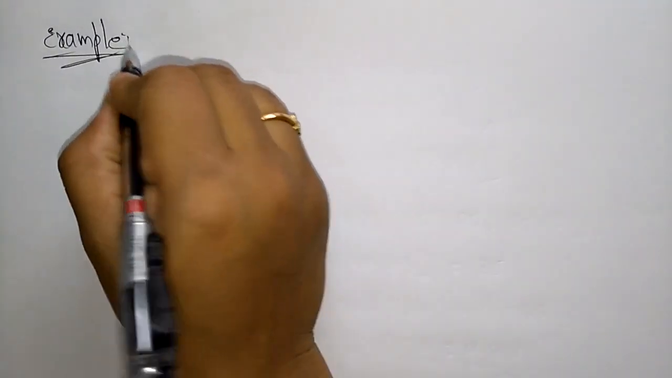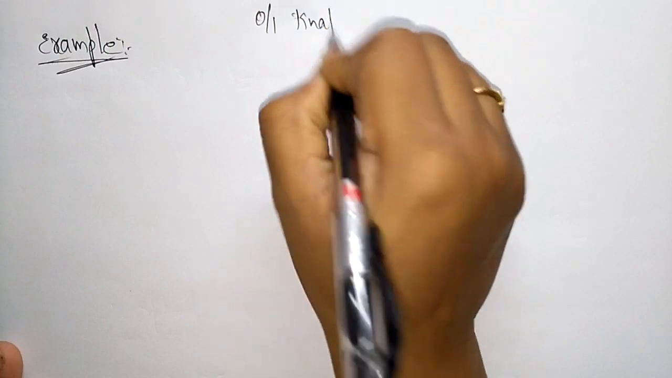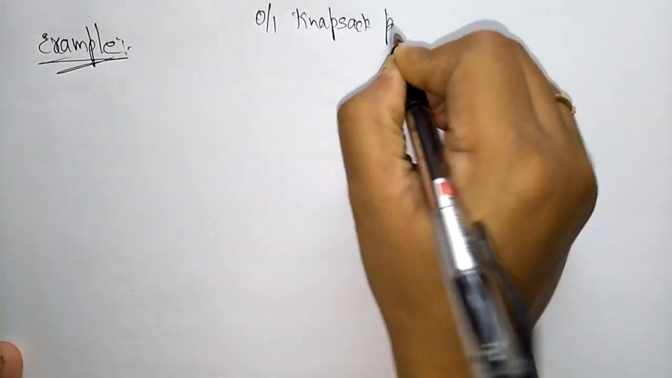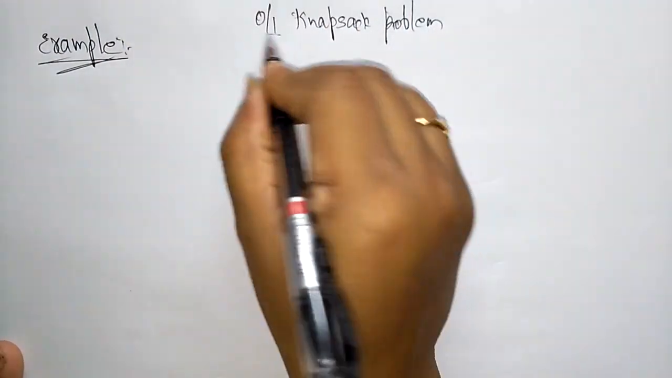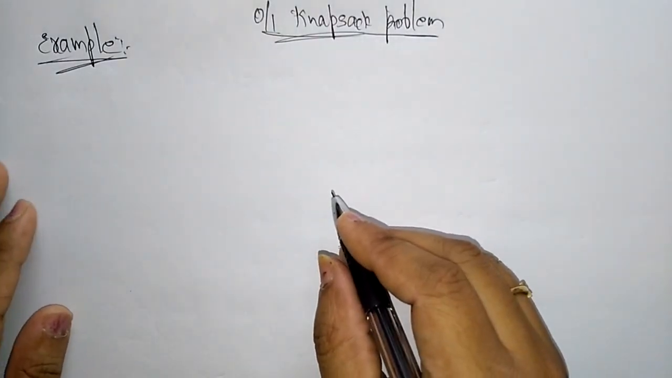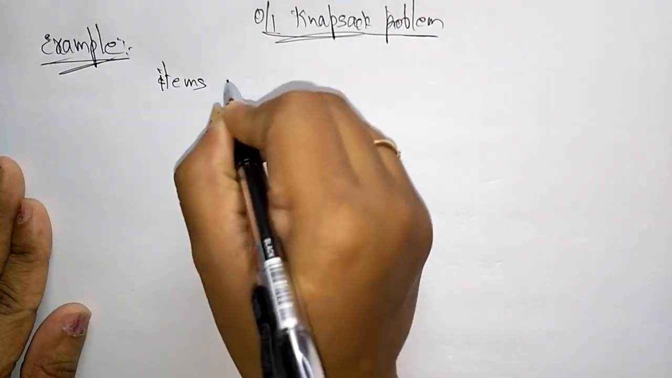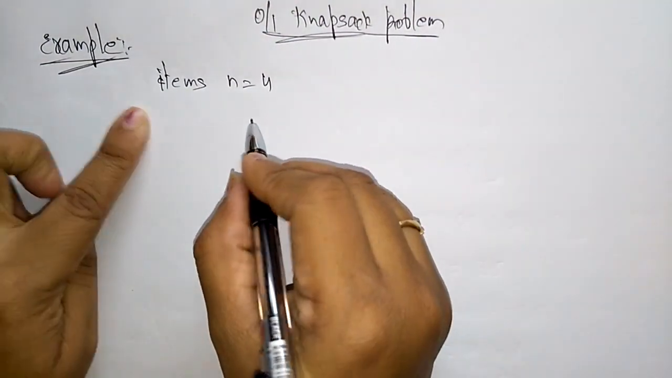Hi students, let us consider the example for the 0/1 knapsack problem. Let us take a set of items, n is equal to 4 items, and the weights.